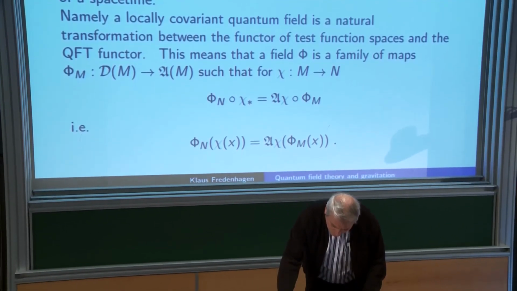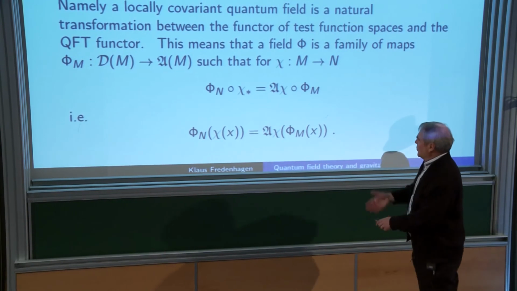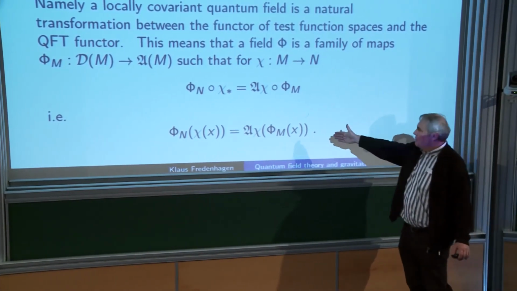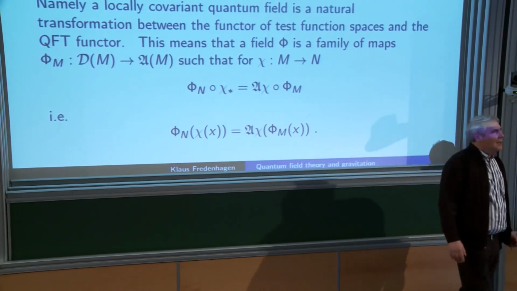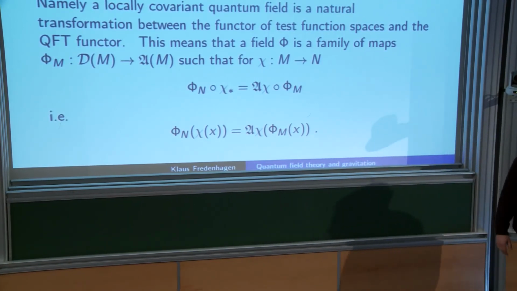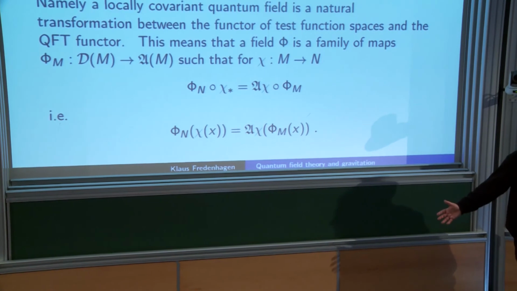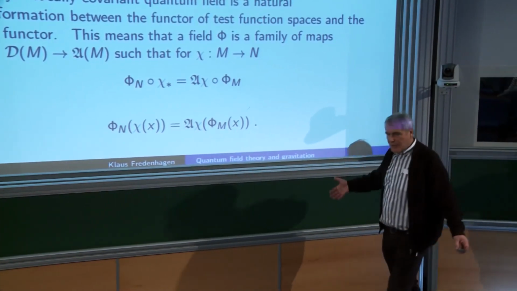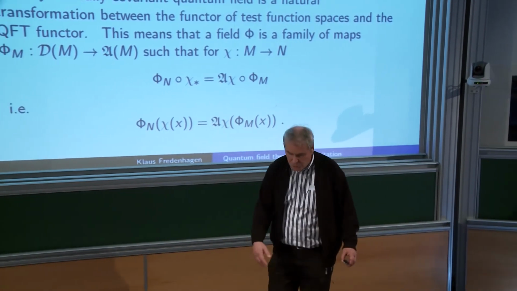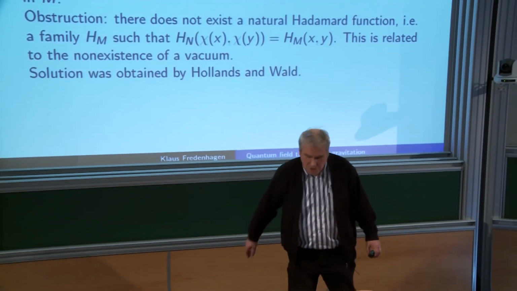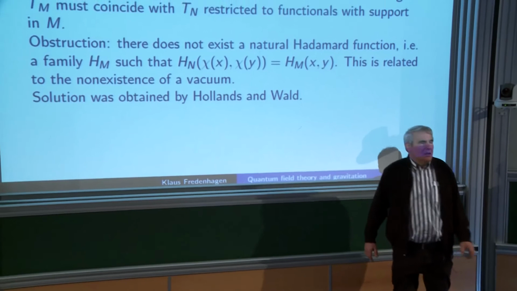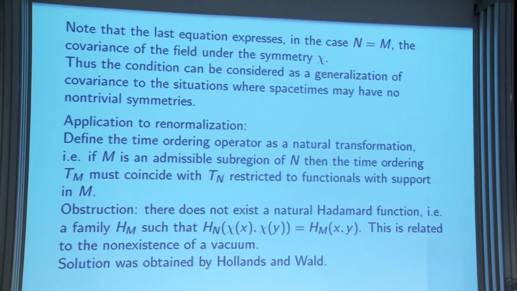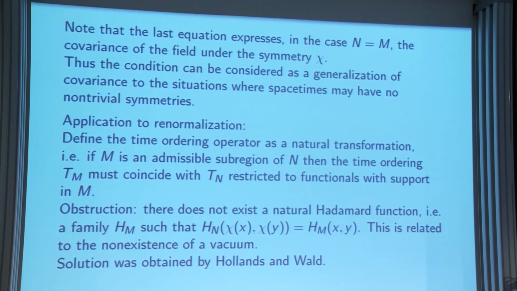And so if you use this more suggestive notation here, you see immediately what happens if N is equal to M, then chi should preserve the metric, so it's an isometry, so it's a symmetry of the spacetime. It's just as the usual notion of a covariant field on a given spacetime. So this condition contains the usual notion of covariance, but it's valid in this more general framework.